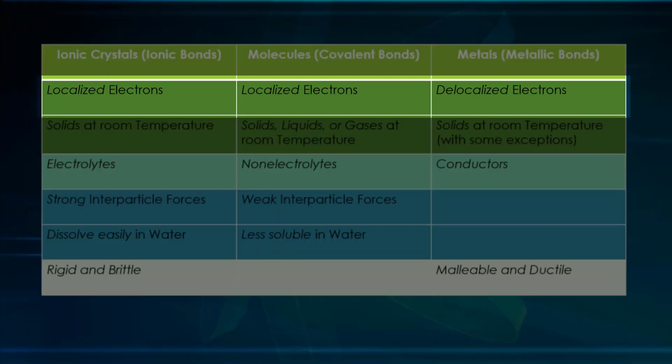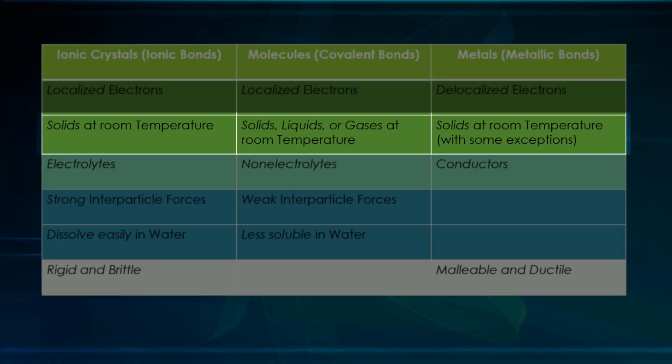Ionic crystals have localized electrons. The electrons are held in place in the crystalline structure. Molecules also have localized electrons. Pairs of electrons are shared between atoms and held in place within the molecule. It's only metals that have delocalized electrons, free mobile electrons that can move and reorganize within the pool of valence electrons.